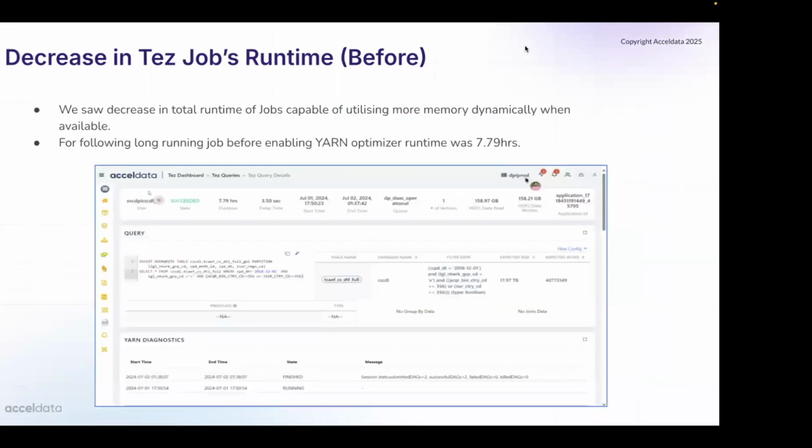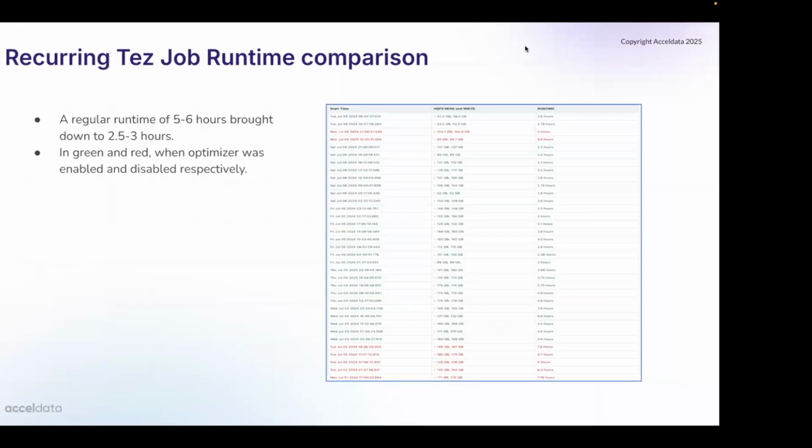Just to add to what Adnan has said, this has happened because we are able to spawn more containers at the same time, right? Earlier, current allocations would have exhausted the YARN cluster, but now we are able to spawn more containers at the same time, so latency has reduced.